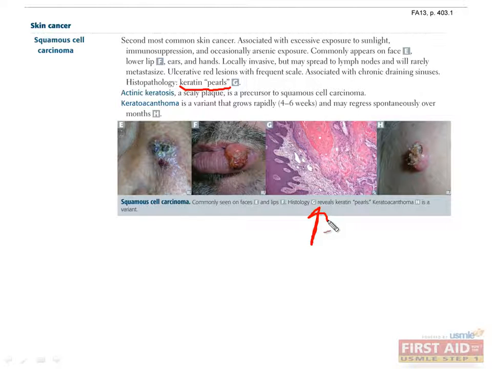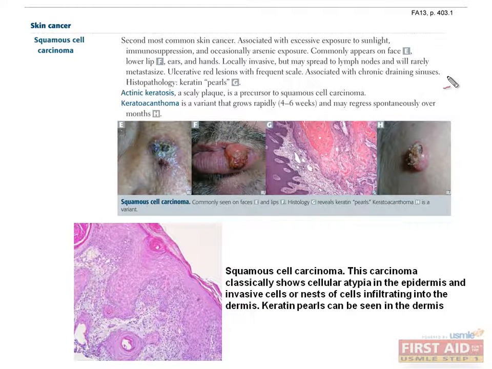There are three associations with squamous cell carcinoma that you should know. It's associated with sunlight exposure, arsenic exposure, and immunosuppression. It's also good to know that it's associated with chronic draining sinuses. What bacterial genus typically causes chronic draining sinus tracts that discharge sulfur granules? That's right, actinomyces. Here you can see cellular atypia in the epidermis, and nests of cells infiltrating into the dermis, as well as keratin pearls.